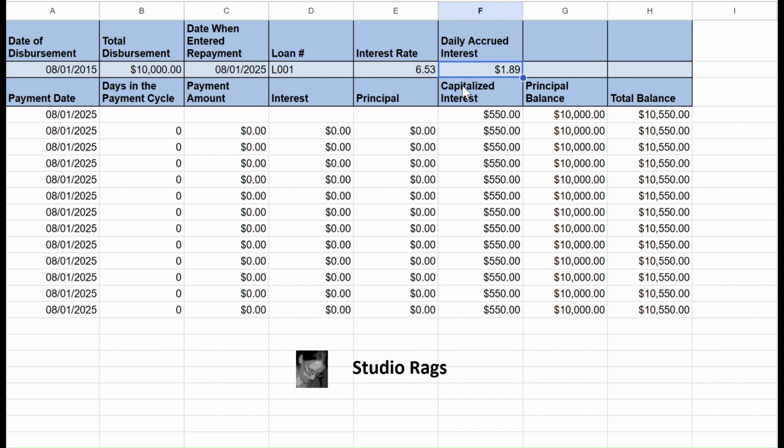And then the other thing we've assumed for this loan is that there's a capitalized interest amount. So capitalized interest is any accrued interest that you have not paid. And what happens is that amount gets capitalized, or added to the total balance of the loan. So in this case, we're going to assume $550 is added to the original principal amount, your original loan amount. So now your total is $10,550. And that is what your daily interest amount is being determined on. Okay.